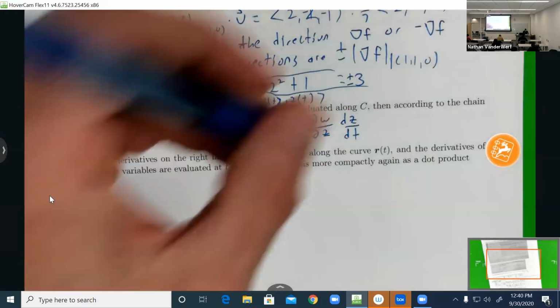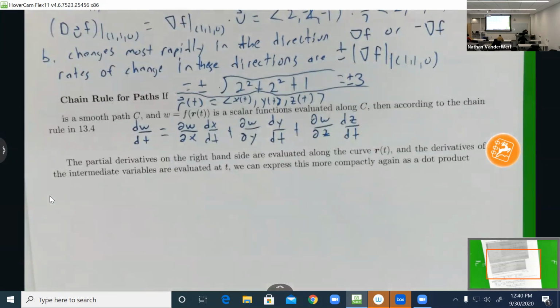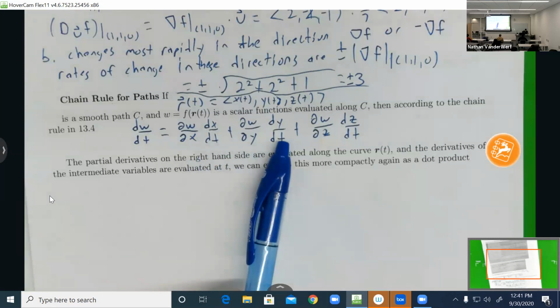That was from 13.4. We went through these various chain rule things. And again, what you'll start to notice with a lot of these things is that we can rewrite this as a dot product again, right? So we can think, for example, of this dx/dt, dy/dt, right?